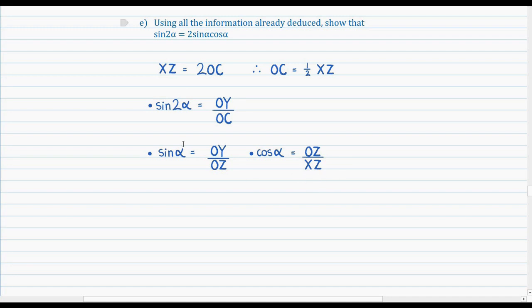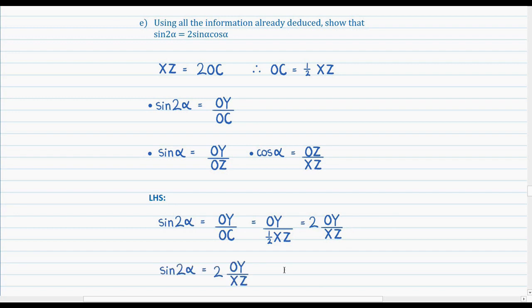So starting from the left-hand side, we have sine 2 alpha is OY over OC. Then we know that OC is equal to half XZ, so we can substitute that in over here, giving OY over half XZ, which is the same as 2 OY over XZ. Then we can rewrite this fraction as the product of two different fractions. So sine 2 alpha is equal to 2 OY over XZ, and another way of writing this is as 2 times OY over OZ times OZ over XZ. The OZ in the numerator and the OZ in the denominator will just cancel off, leaving OY over XZ as required.